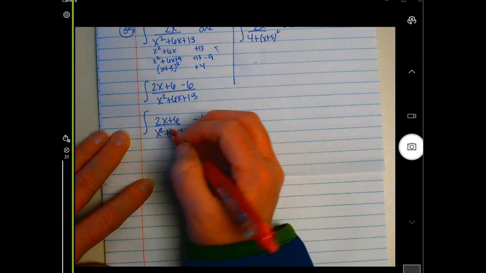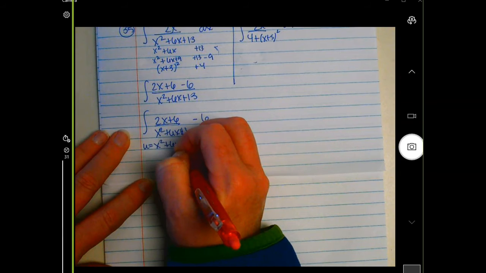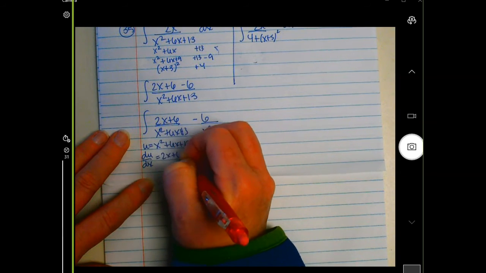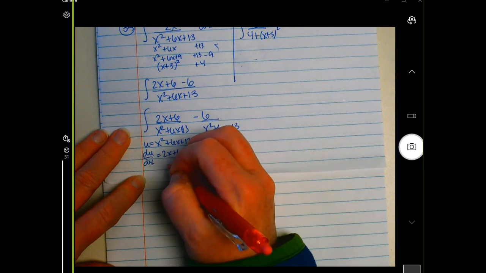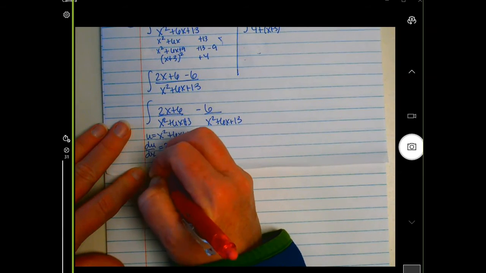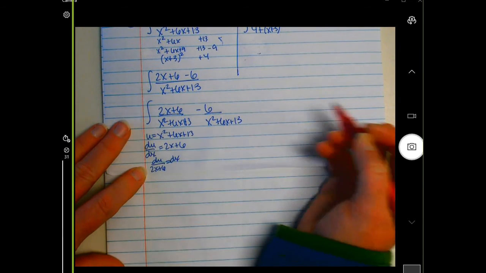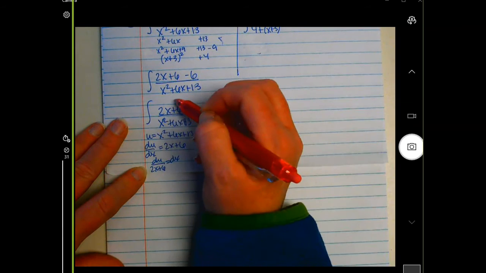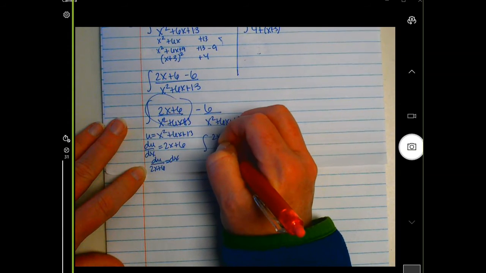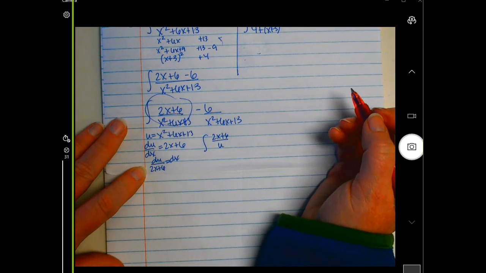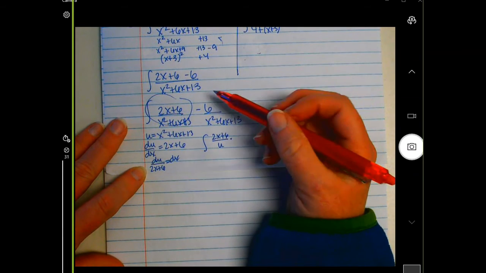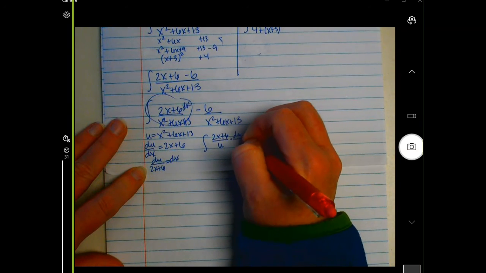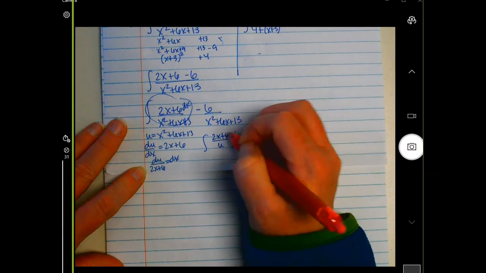So here we go, u equals x squared plus 6x plus 13. du/dx equals 2x plus 6, which means that du over 2x plus 6 equals dx. How about that? And why is that helpful? Because now I can rewrite this as 2x plus 6 over u, times, and then this is supposed to have a dx here, which I left off, because I have to replace the dx with du over 2x plus 6. And then these cancel.